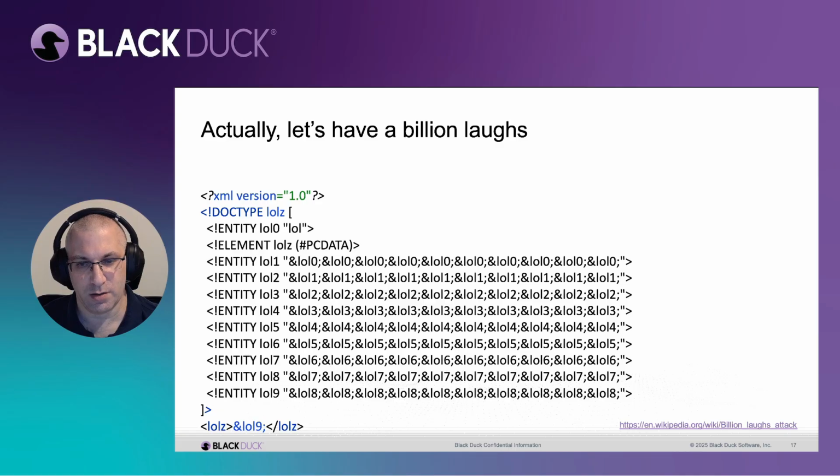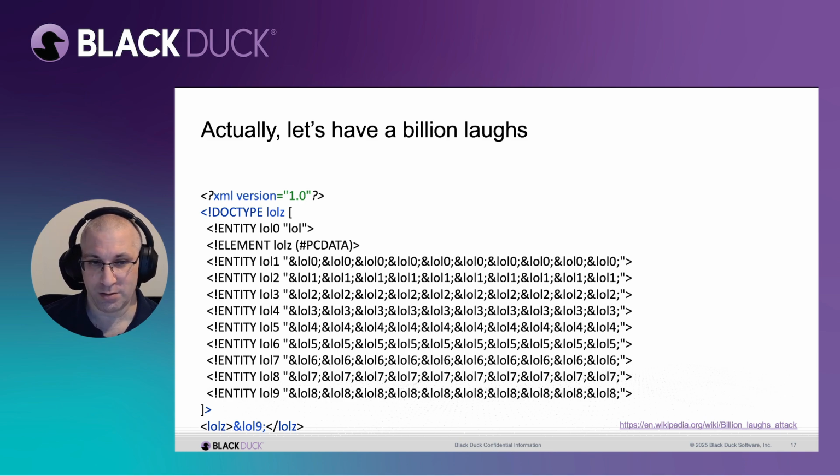What it does, it takes advantage of the XML feature that allows you to define entities. So this payload, its entire data is a lol9 entity. But if you look what a lol9 entity is, it's a series of 10 lol8 entities. Each lol8 entity is a series of 10 lol7 entities, and so on and so forth. So, as you can imagine, this expands really quickly from a really small textual representation of this XML.